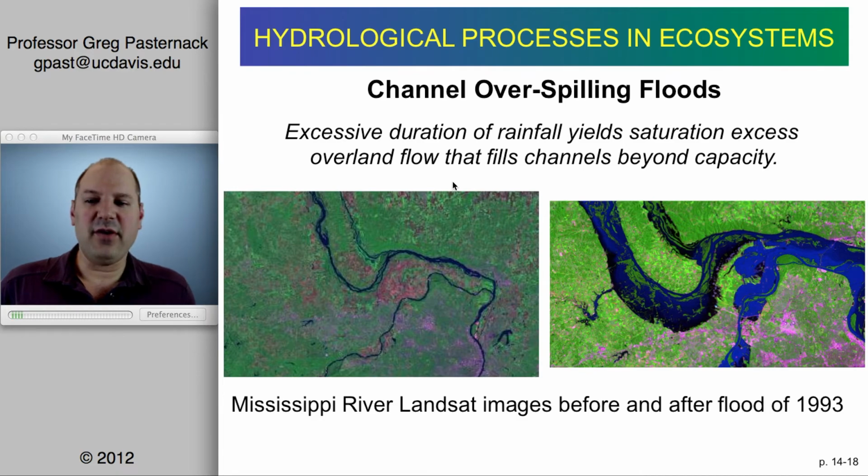The next type of rainfall-induced river flood is a channel overspilling flood. Well, this is pretty much what you imagine it to be. You have more water from rainfall, you've exceeded the capacity of the soils, and so now you have runoff. You may have that variable source area thing going on.